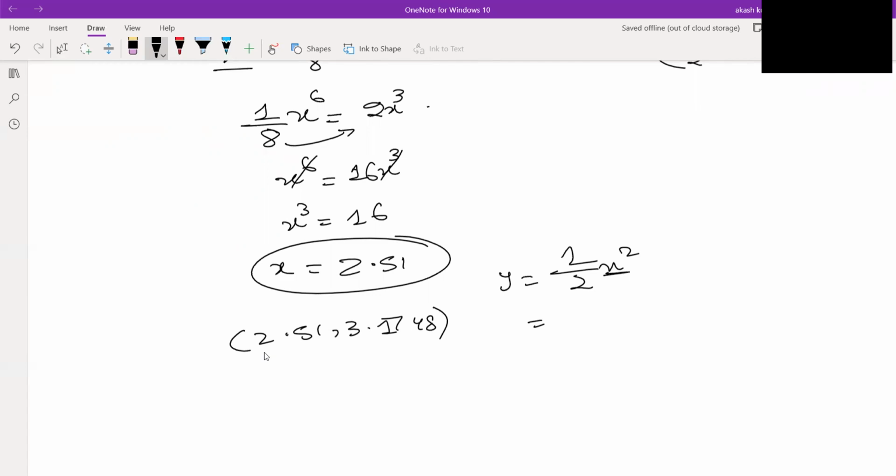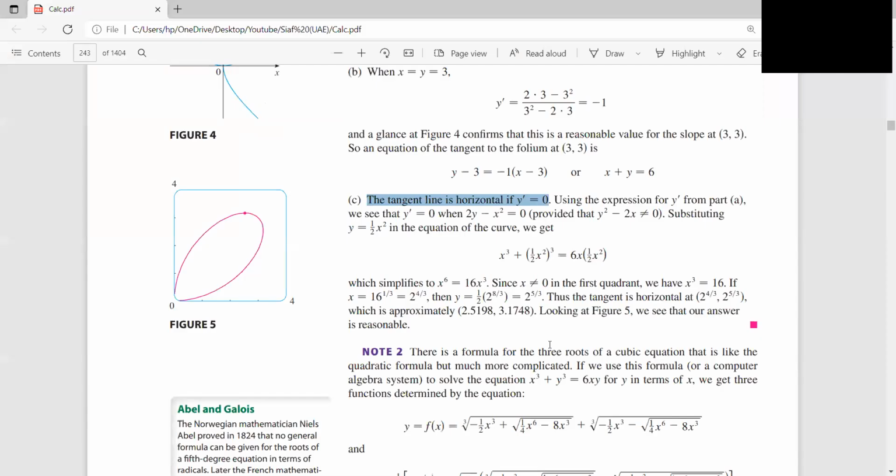Okay. Did you get it? Yeah, but as I said, I need some practice. Yeah, you need to practice it. So at this point, the tangent will be horizontal. There will be a horizontal tangent in the first quadrant. So this is the answer that we have got, 2.51 and 3.1748. Is it clear? Yes.